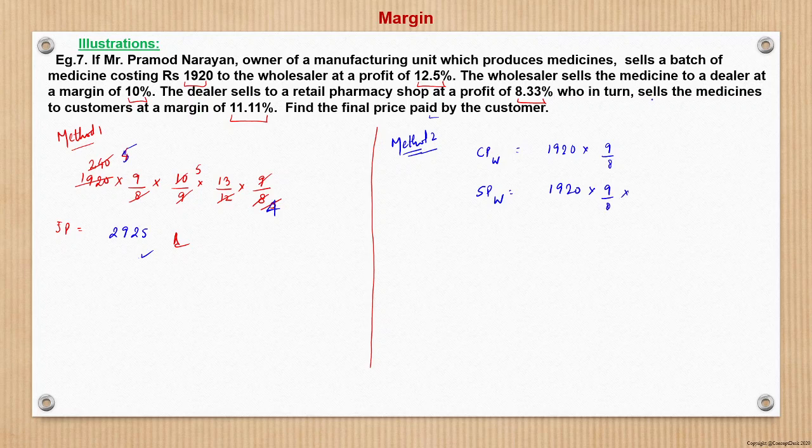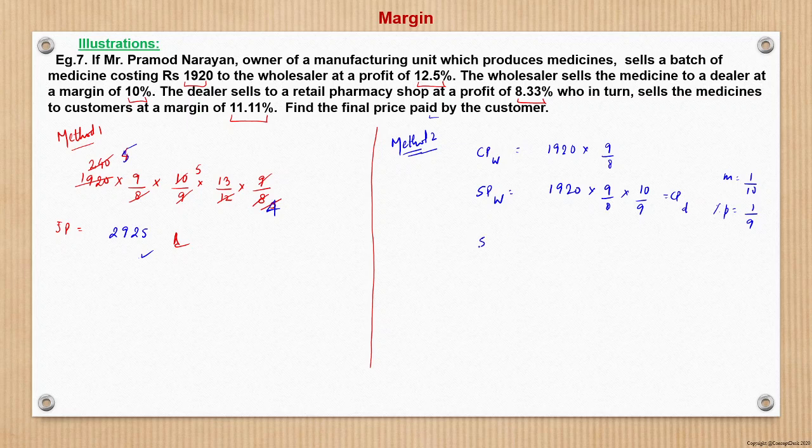And to this, the wholesaler is selling the medicine to the dealer at a margin of 10%, right? Margin of 10%. So we know how to calculate margin to profit. Margin of 10% means margin of 1 by 10, which means if 10 is SP, 1 is profit. So profit we can say is 1 by 9, right? Percentage profit, profit upon CP. So 1 by 9 of increase means 10 by 9. And this will be the same as the CP for the dealer.